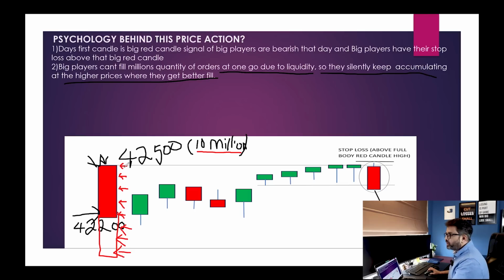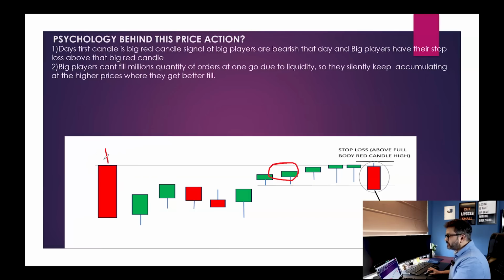What is the best price for him? The best price is when the market opened at 42,500. Now he has to buy back at 42,100, 42,000. So he has to buy here, right? What should he do to get his orders filled? Because if there is no liquidity, his order will not get filled at the best price. So he is interested only in filling around this rate, right?